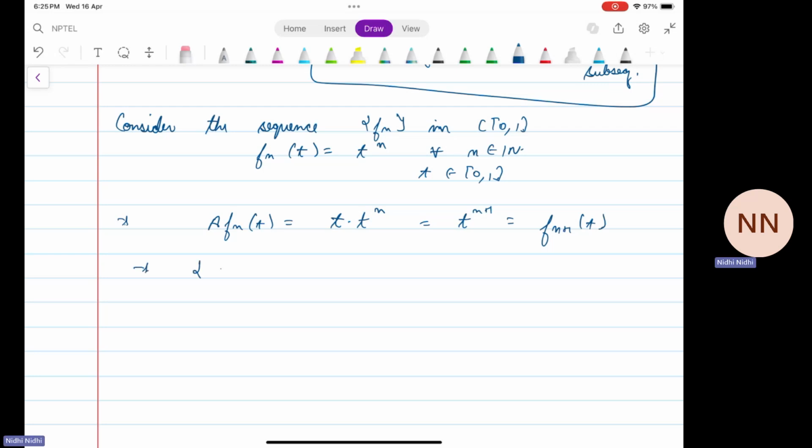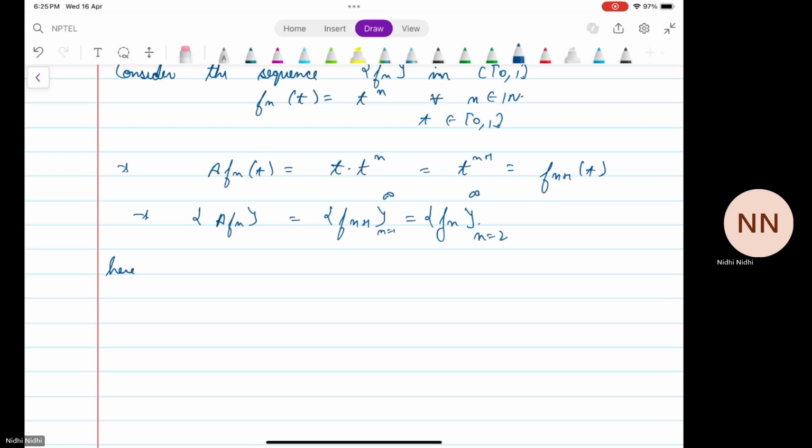This implies the sequence AFn is nothing but Fn plus 1, for n from 1 to infinity, and this will be for n from 2 to infinity. Here, the infinity norm of Fn is the supremum of |Fn(t)| for t belonging to 0 to 1. We know that for t in the closed interval 0 to 1, t to the power n will also belong to the closed interval 0 to 1, so its supremum will be 1.